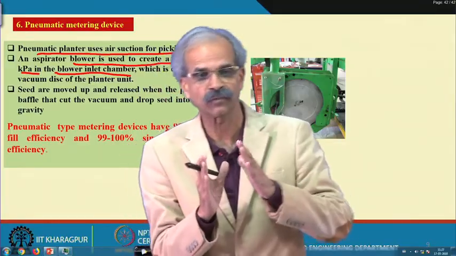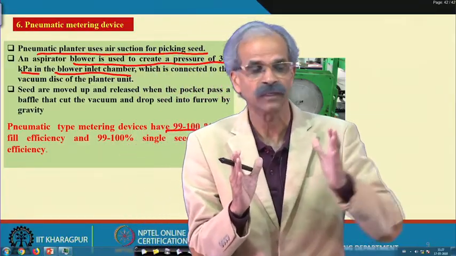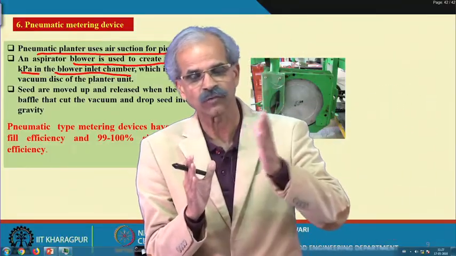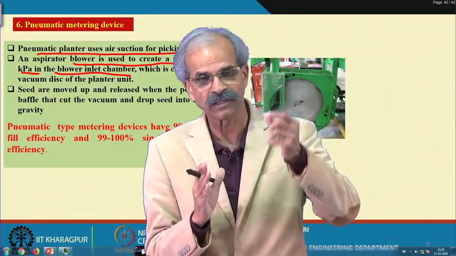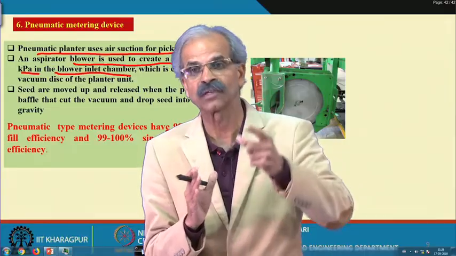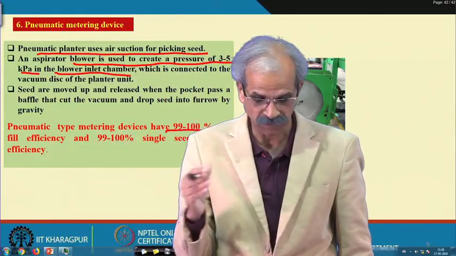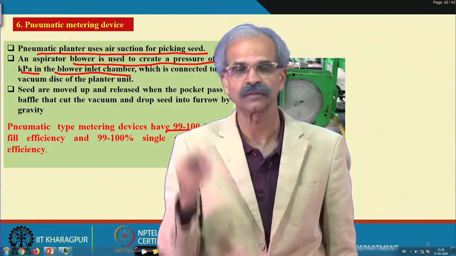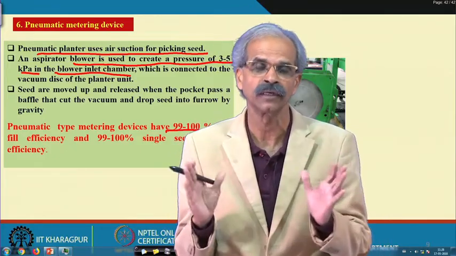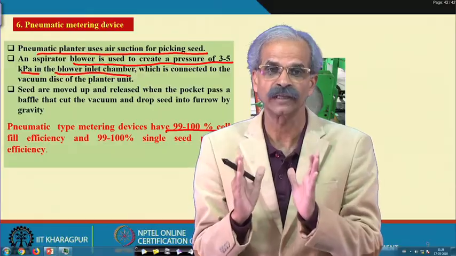This is one aspect which has to be looked into by the designers, that the seeds which fall in all the seed metering devices, there must not be any missing. This is very important, and we must get a single seed picking up, and the efficiency of this system must be very, very good. This is important from the designer's point of view.